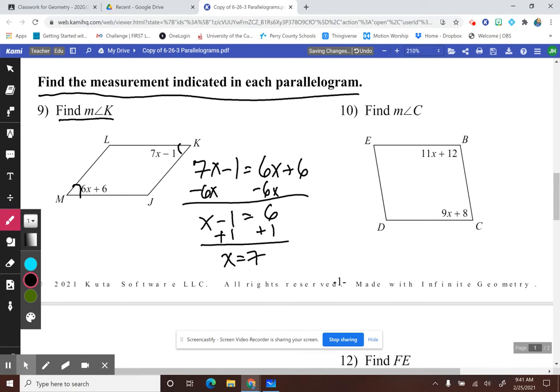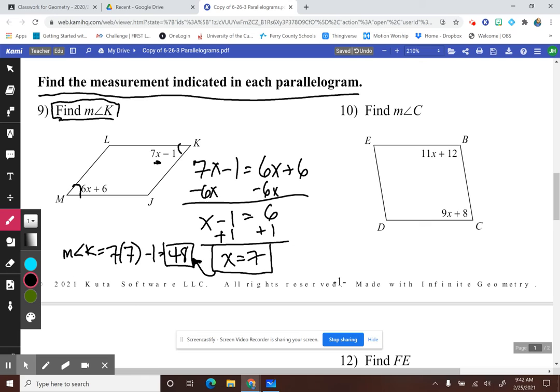Now, you may be tempted right here to say, okay, I'm done. Well, the issue is it did not say solve for x. It said find the measurement indicated in each parallelogram. And this one, in fact, is asking us to find the measure of angle K. And so I have to take this x equals 7, and I have to substitute it back in right here, okay? So the measure of angle K equals 7 times x, which I have now discovered is 7, minus 1. 7 times 7 is 49. 49 minus 1 equals 48. So 48 is actually my answer. This is not my answer. It helps me to find the answer after I substitute it back in.